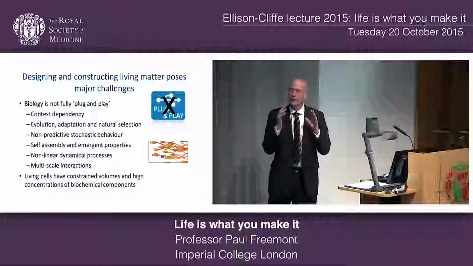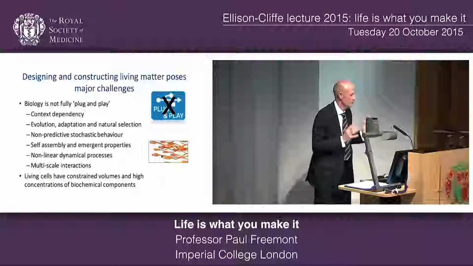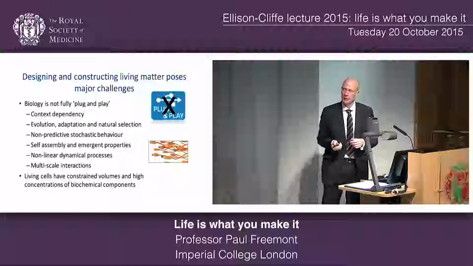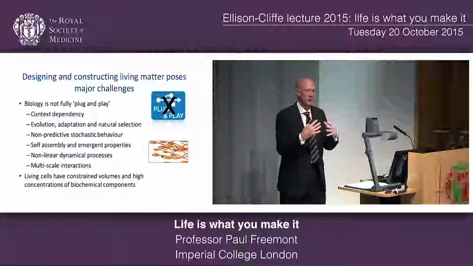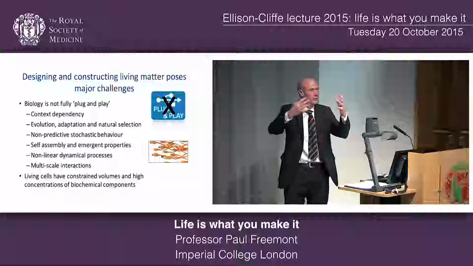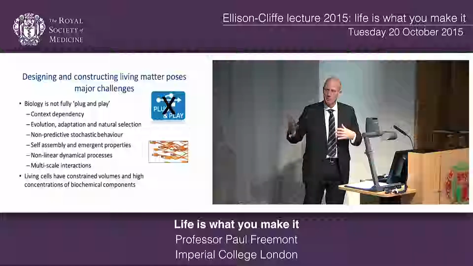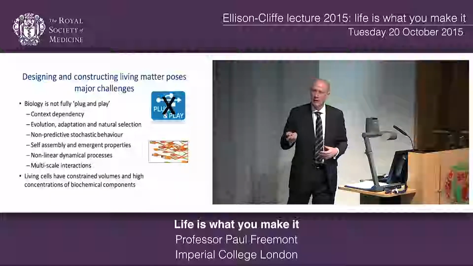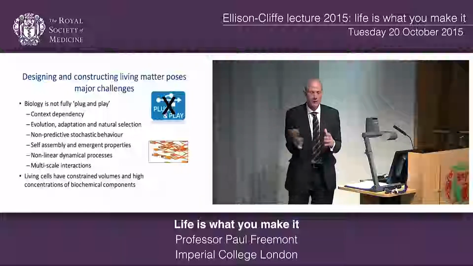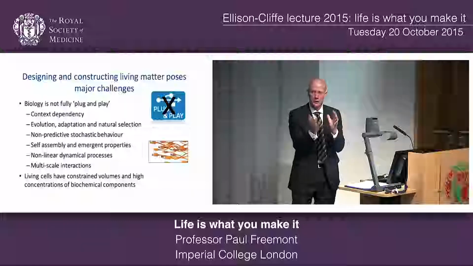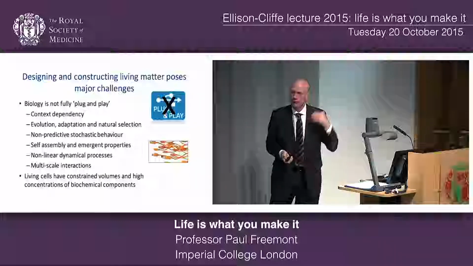So designing and constructing living matter poses huge challenges, really big challenges. Biology is not plug and play. It's context dependent. Evolution, adaptation, natural selection, non-predictive stochastic behavior. That's how you get evolution. Emergent behavior that was not predicted. Self-assembly, emergent properties of biological systems. Non-linear dynamics, multi-scale interactions, because biology works at many different scales, as I showed you. And living cells essentially are constrained volumes of biochemical components. So this is a very big challenge when you're thinking about design.